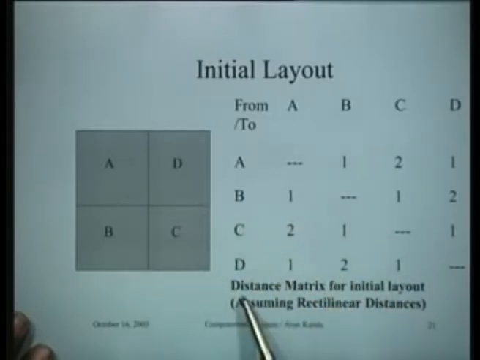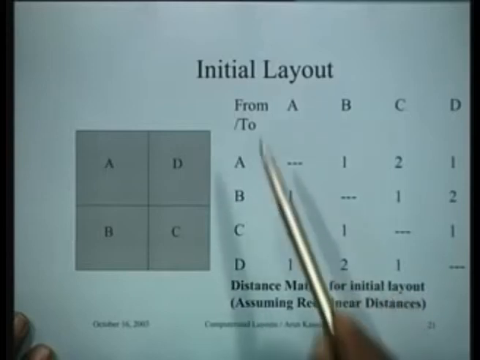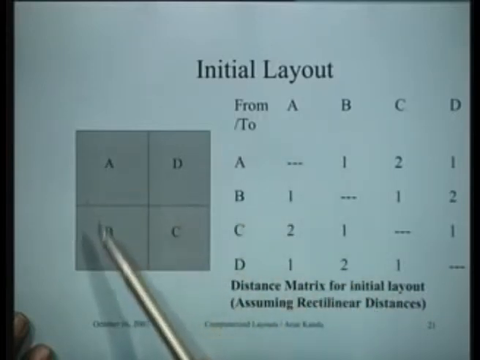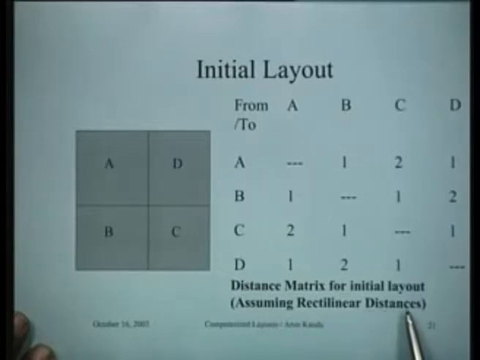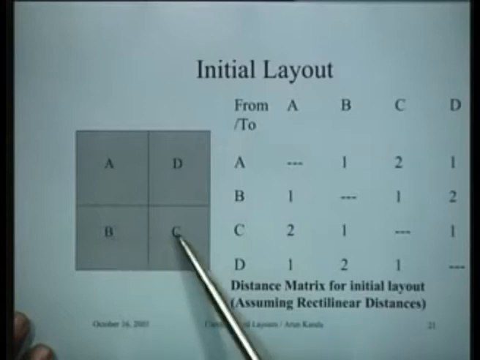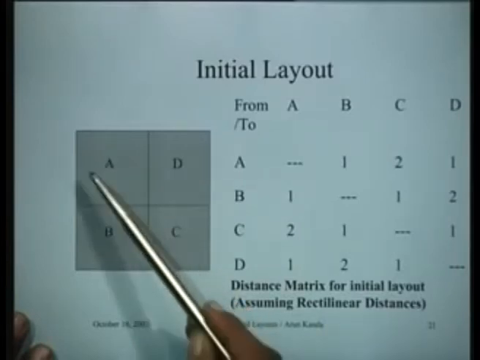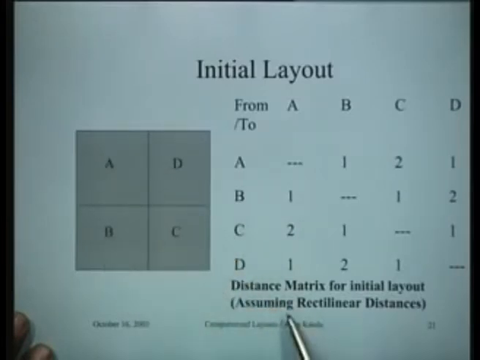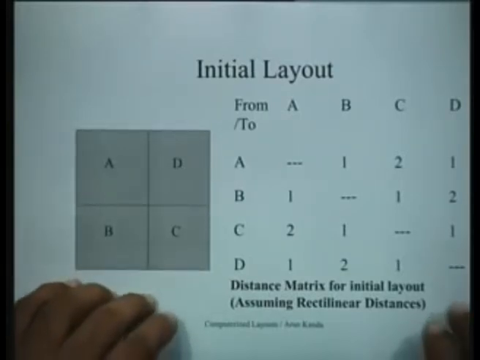Okay, so this is the distance matrix for the initial layout, which is what we are assuming here, A, B, C, D placed here, and we are assuming that rectilinear distances are involved. That means I am going from here to here, not this way, not this way. So I am talking about movement using rectilinear distances. So this is the information pertaining to the initial layout.